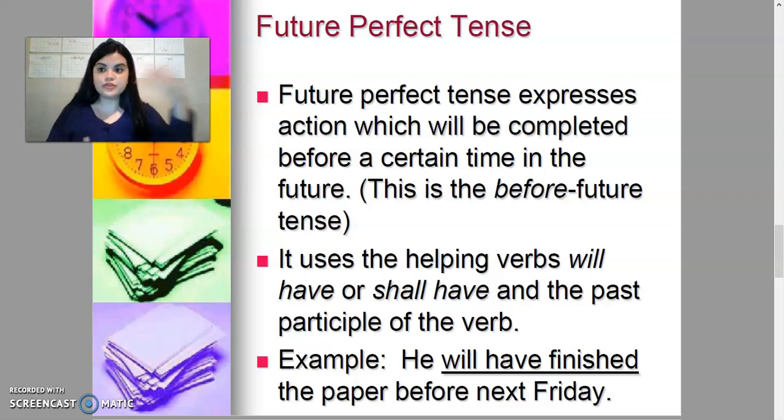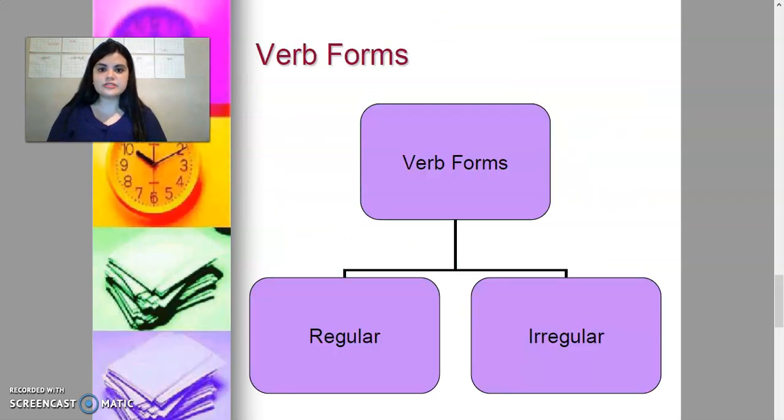So we're talking about the future, okay? Just future. And we will see some more exercises. There are two verb forms, regular verbs and irregular verbs. Let's remember that for regular verbs, or the past tense, we just add ed or d. But the irregular verbs, we have to learn them. Okay, we have to learn their past simple form or their past participle form.